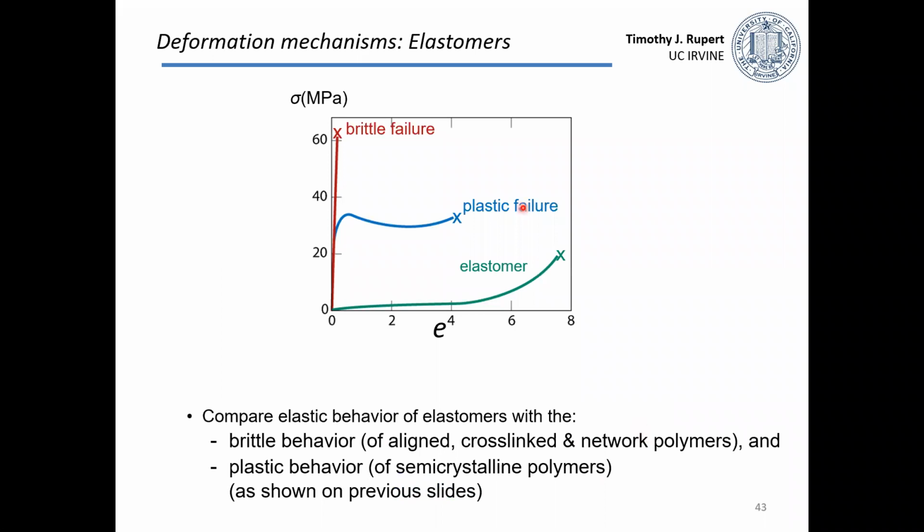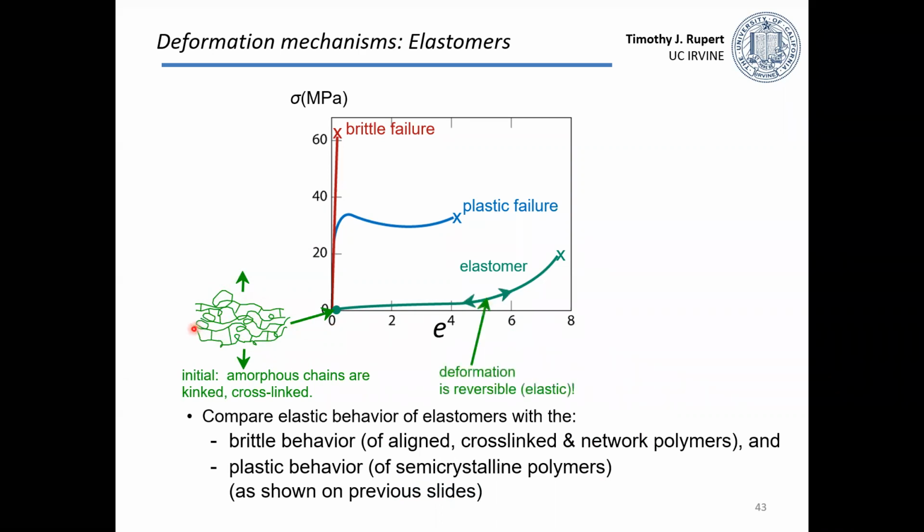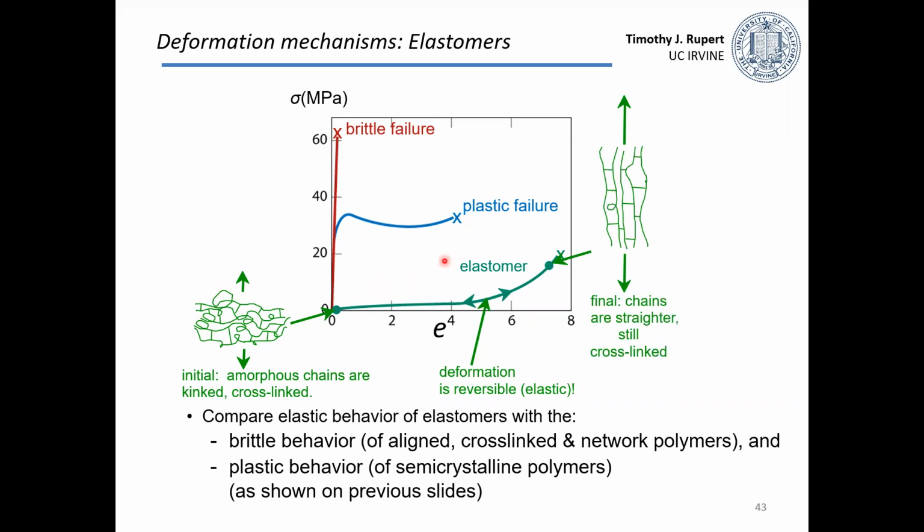Moving on to that elastomer behavior shown in this green, this tends to be where we have these disordered and amorphous, sort of kinked and cross-linked materials. So as we start to pull on this, what we're doing is we're stretching out those tortuous chains right there. Eventually, they become more straight and crystalline, but they're still cross-linked. So once we get to this large deformation, we're pulling on this, we're going to start breaking those bonds, those cross-links.